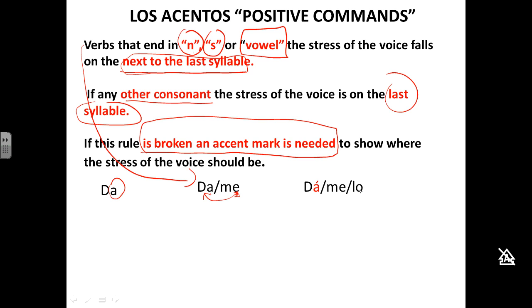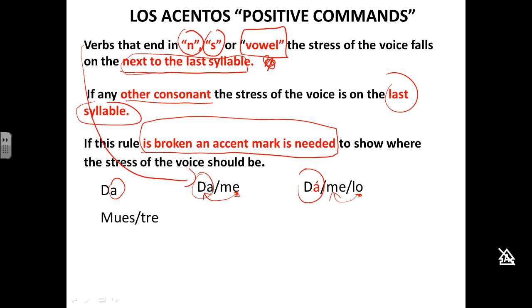"Dámelo." Give me it. Now the rule is saying that it ends in an O, which is the vowel right here. Stress is on the next to the last syllable. It's saying it's right here. Well, that's not true. It still stays in the original place, so you have to put an accent mark over it.